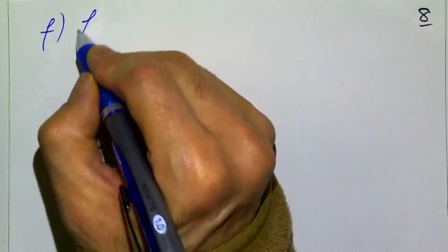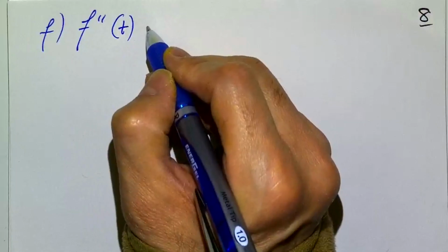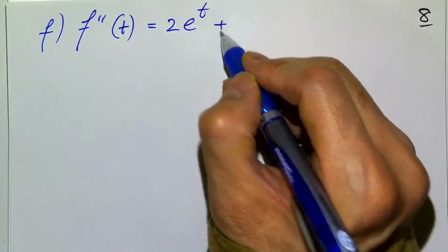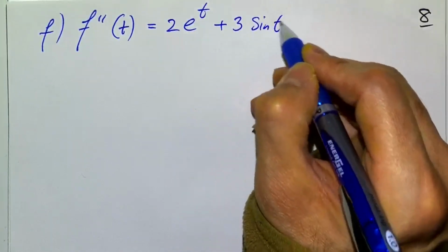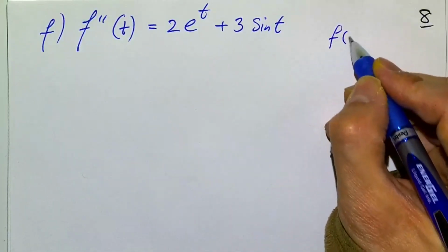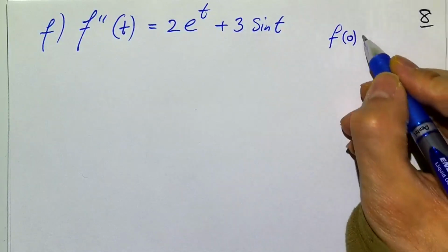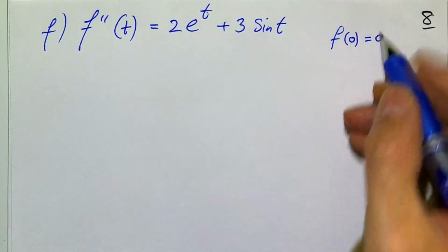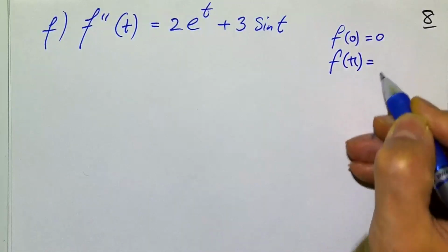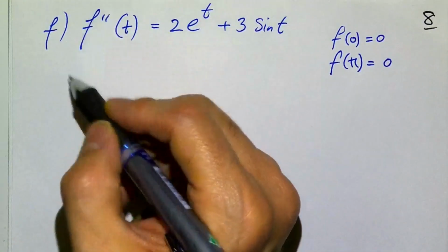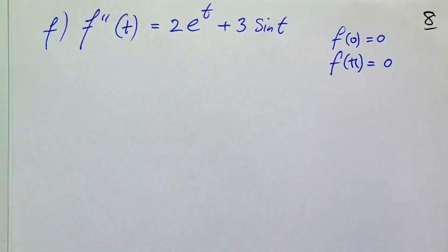In this example, we have f double prime, or the second derivative, given to us as 2 times e to the t plus 3 times sine of t, and the additional information they have for us is that f at 0 is equal to 0, and f at pi is equal to 0 as well. All right, so let's find the next antiderivative, which would be f prime.